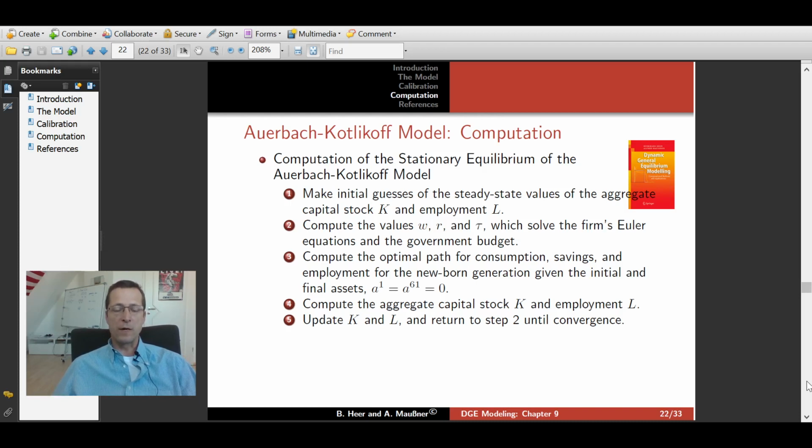Once we have computed these profiles, we just sum up the individual wealth and set it equal to the aggregate capital stock, and sum up the individual labor supply of the 1-year-old, 2-year-old, 40-year-old, and add it up to the aggregate employment L. And if the two values K and L are equal to the ones we started with in step 1, we are done. Otherwise, we have to update these variables K and L and return to step 2. And we iterate over the aggregate values K and L in the outer loop of this algorithm. And in the inner loop, we do the computation of the individual profiles. So this is somehow a nested problem. Outer loop, aggregate capital stock; inner loop, the profiles.